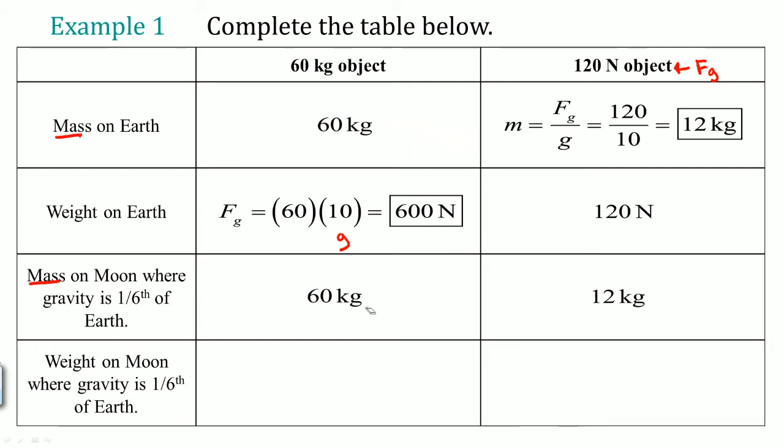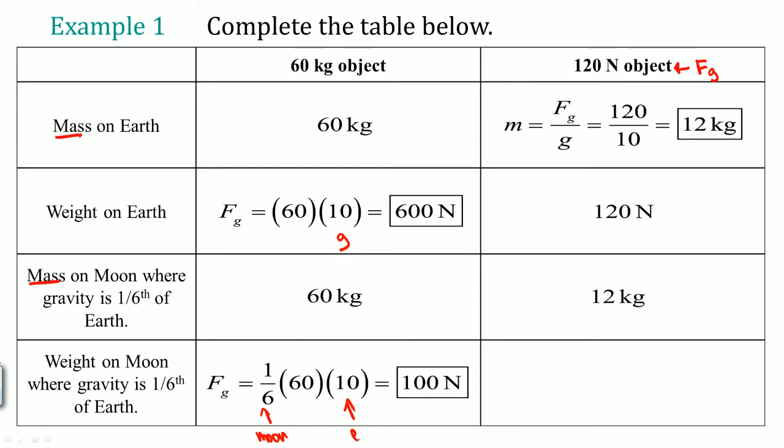The weight on the moon, where gravity is 1/6 of Earth. So here we use 1/6 because this is the factor of the moon to Earth. And this is Earth's g right here. So you do 1/6 of 10 times 60. So it is 100 newtons.